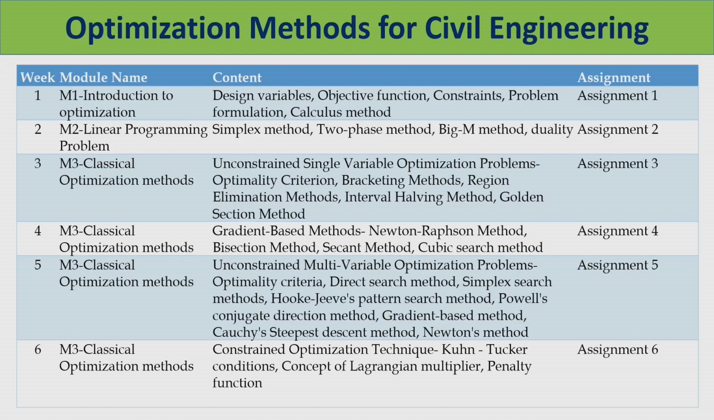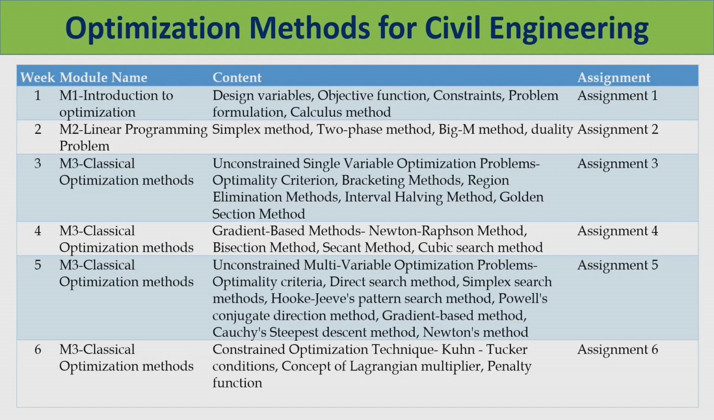Then in the fifth week, we will have unconstrained multivariable optimization problem. So, we will discuss multivariable optimization problem, optimality criteria, direct search method, simplex search method, and some other methods. That also will be discussed in this particular week, that is fifth week.